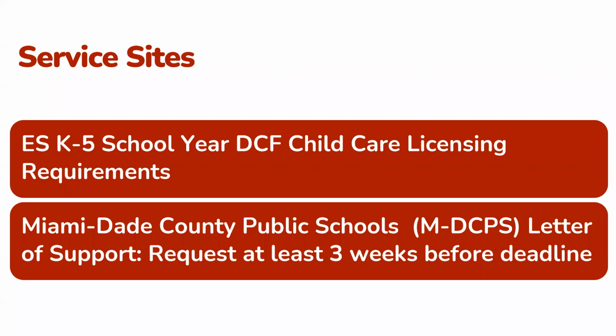And then there's also some requirements that could be very specific to either the age group being proposed or to the site location. And so that could be, for the elementary K through 5 school year programs, there is a DCF childcare licensing requirement. And we won't really double click into the process and all that, because all of that is embedded within the RFP. But it's just really important to consider that if you are proposing to serve the K through 5 population during the school year, that this requirement is there.